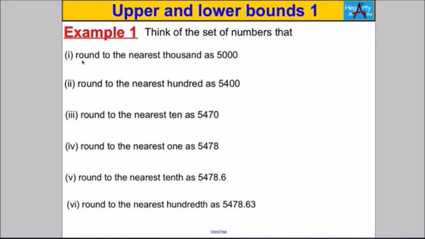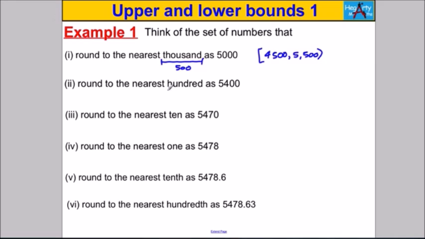What are the set of numbers that would round to the nearest thousand as this? Well, 1000 is what we're rounding to. We're going to half that, and that's going to be 500. We're going to subtract it with the square brackets to get the lower bound. We're going to add it on to 5000 to get 5500 with the curly brackets to get the upper bound.